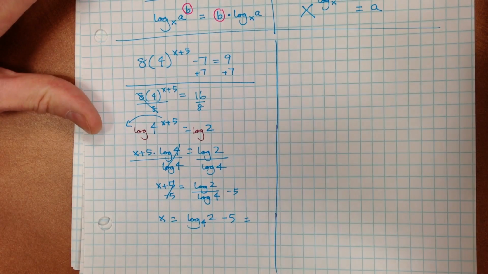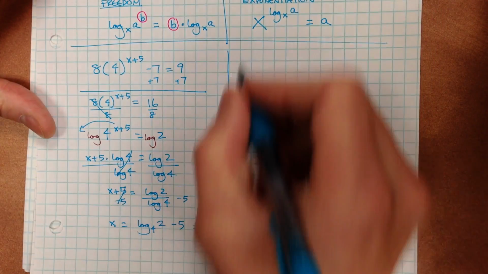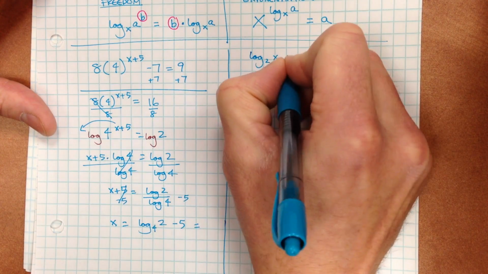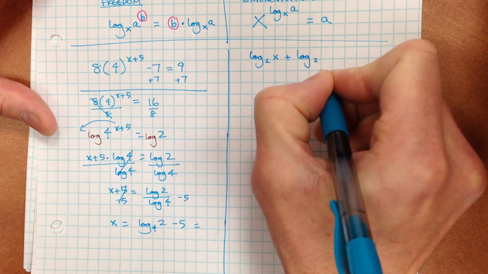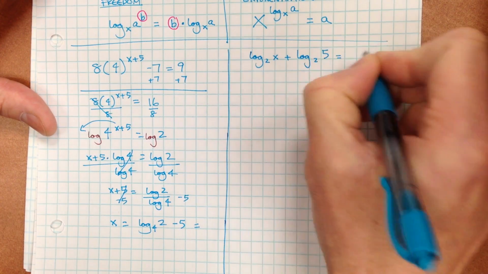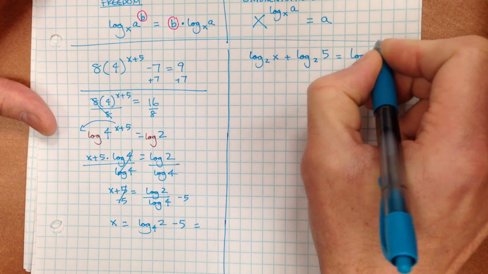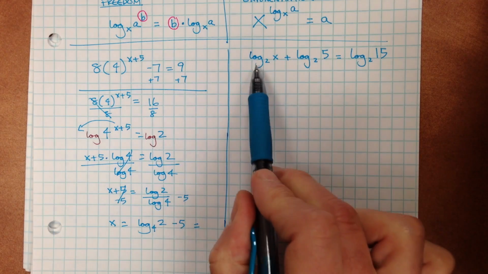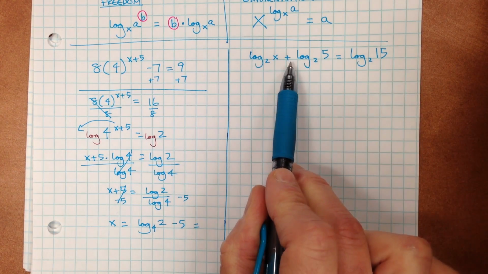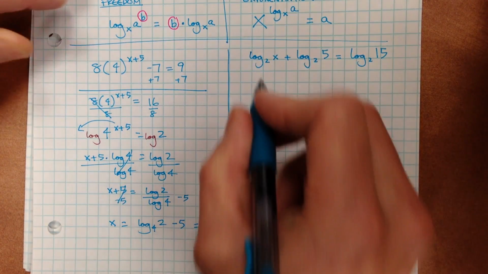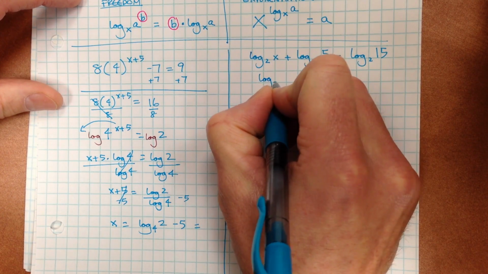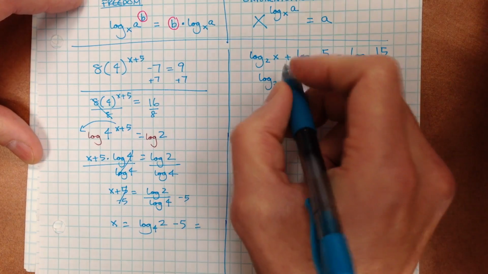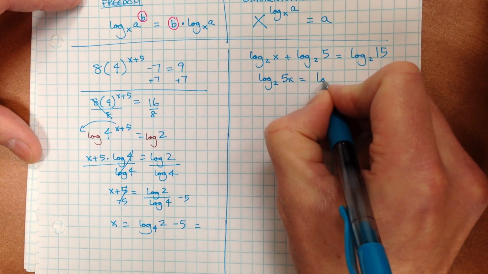How about some combining of logs? Log base 2 of x plus log base 2 of 5 equals log base 2 of 15. Alrighty. Well, I'm looking at this left side right here, and I see that we have an addition problem. Addition of the same base, log base 2, so we can combine that into a single log. Log base 2 of 5 times x, because addition leads me to multiplication, so I'm multiplying 5 times x, equals log base 2 of 15.